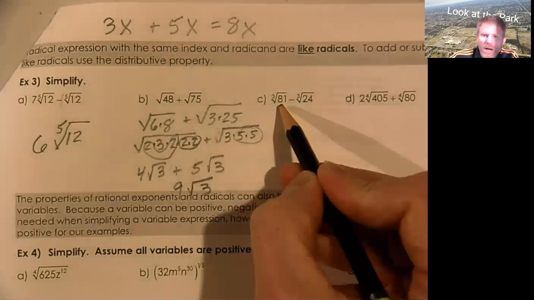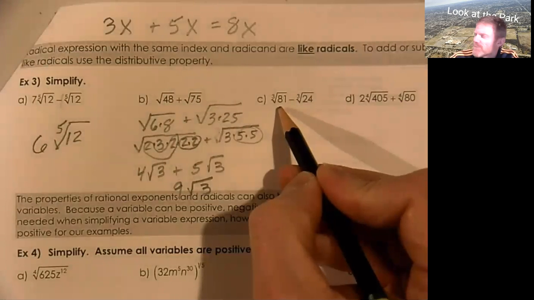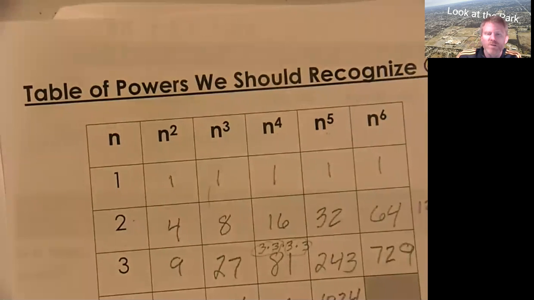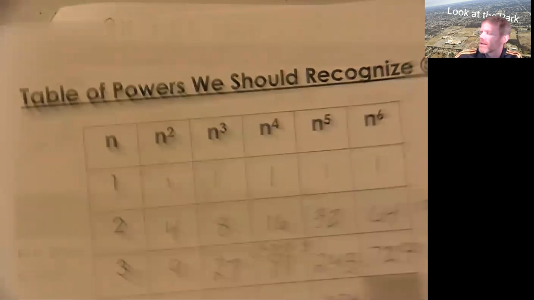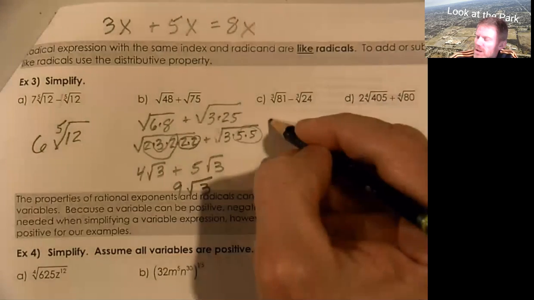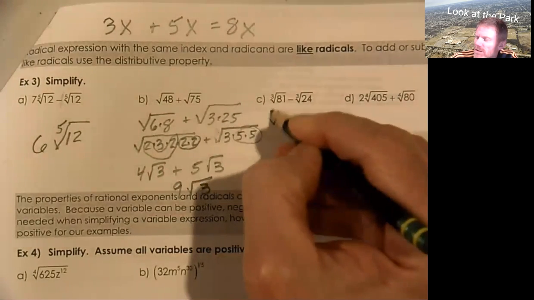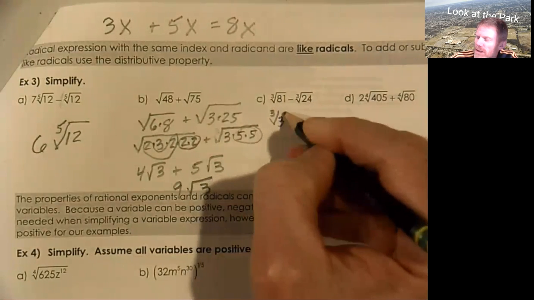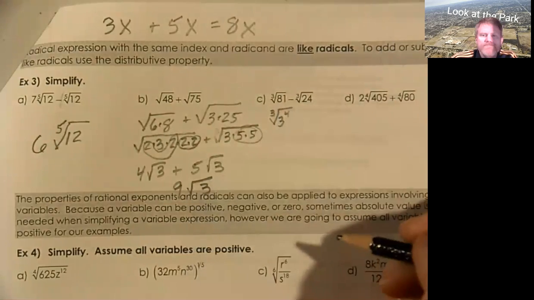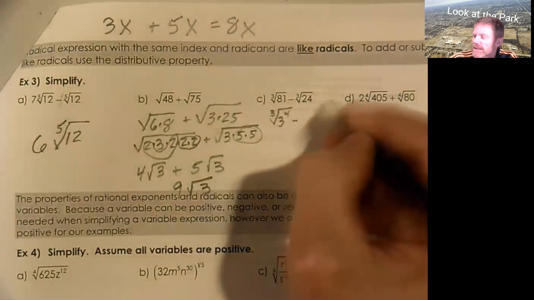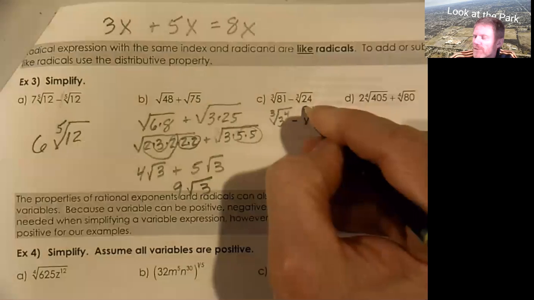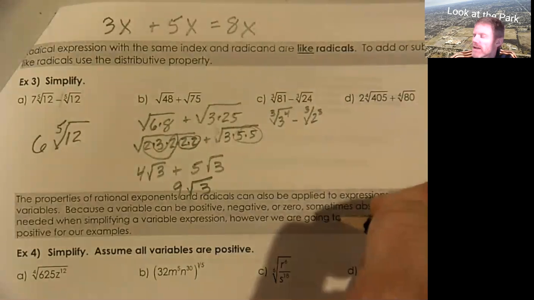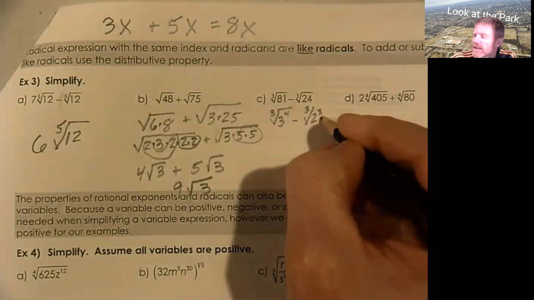Here we have 81. I'm pretty sure I remember on our power chart that we had 81. That was 3 to the 4th power was 81. So I know that this is 3 to the 4th power. You can write 3 to the 4th power if you want. That helps you organize things a little bit. And 24, you know that that's 8, which is 2 cubed, 8 times 3.